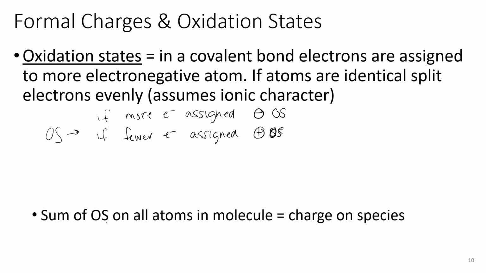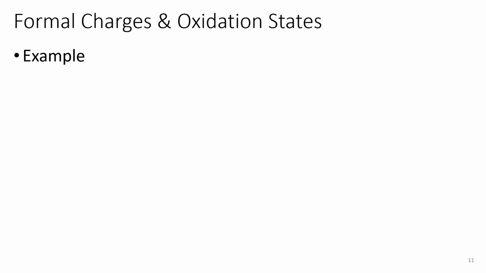Once again, though, the sum of all the oxidation states of all the atoms in the molecule has to be equal to the charge of the species. So if we have a neutral compound, all of our oxidation states should add up to 0. If we have a polyatomic ion with a +1 charge, all of my oxidation states should add up to +1. So let's look at an example.